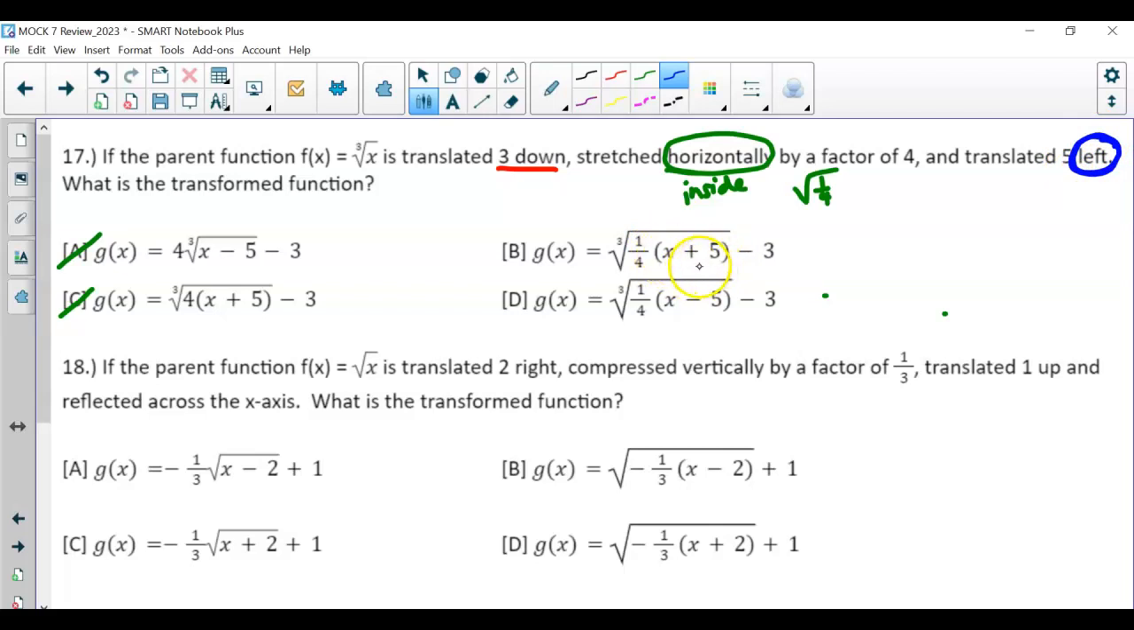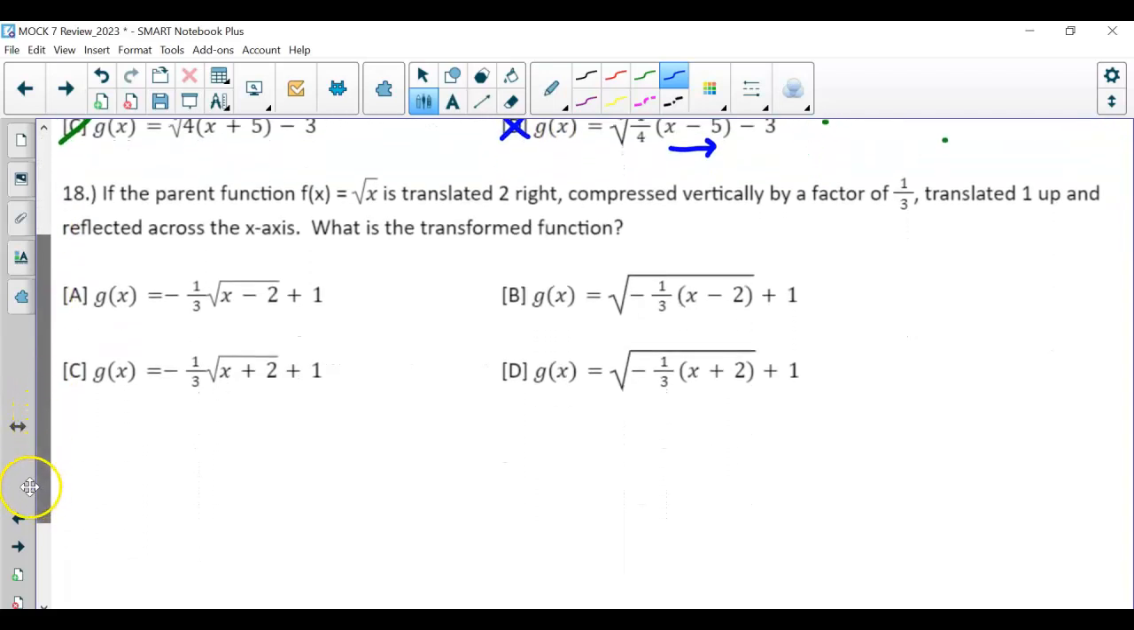So x plus 5 shows to the left versus x minus 5 shows to the right. So that's why here the answer is B. Then question 18. Same thing, we're taking that parent function, we're translating 2 to the right.